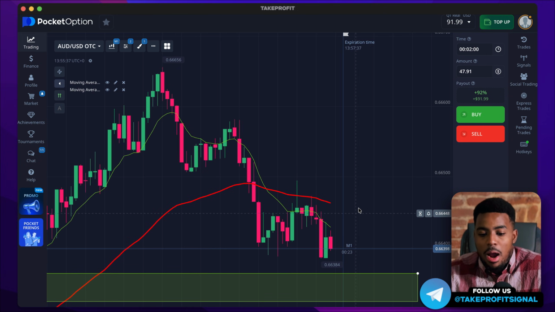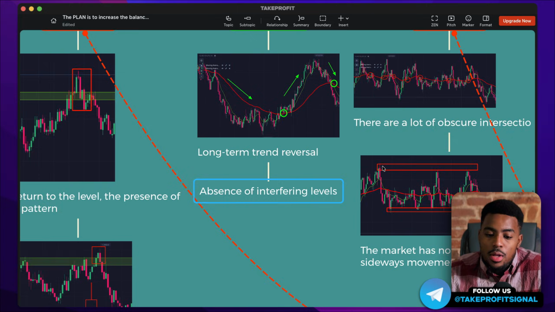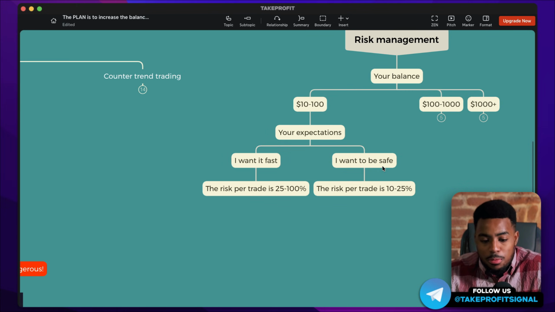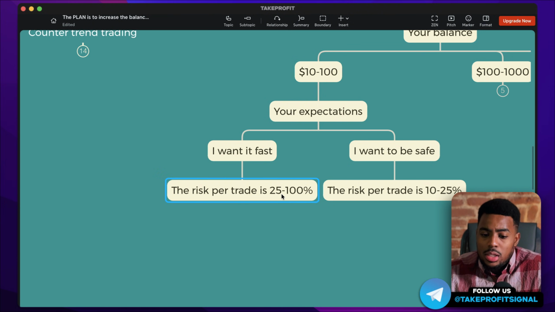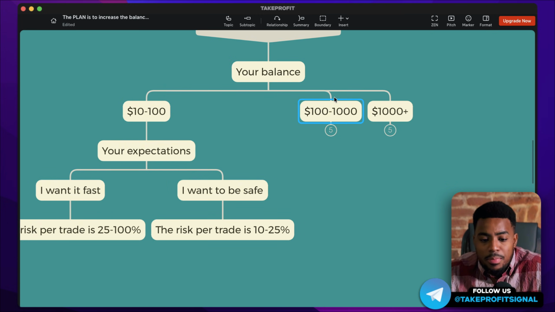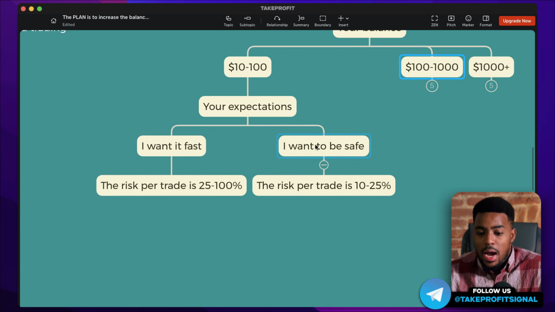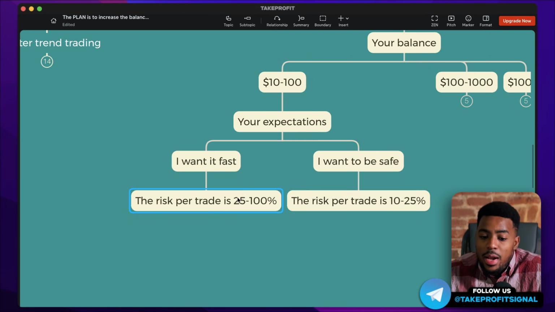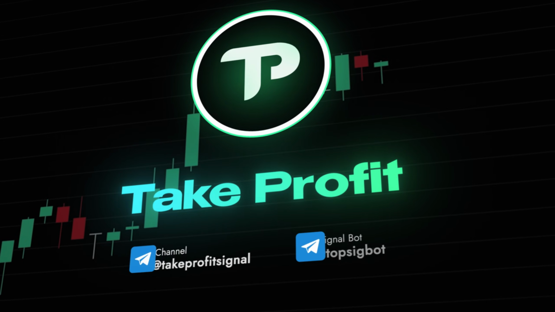For now, I will continue to adhere to the risk management strategy I wrote down. Ultimately, I will be able to reduce the trade amount to 25 to 50%, but for now, my balance is still very small. Until I reach the next goal, I am forced to open trades with relatively high risk.